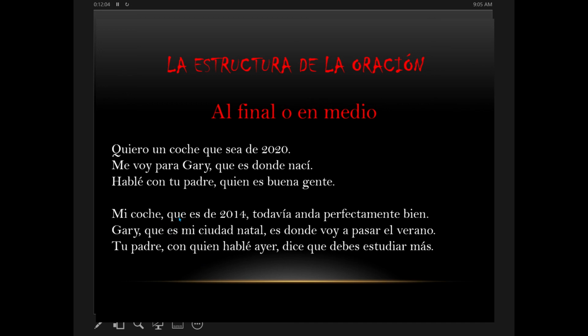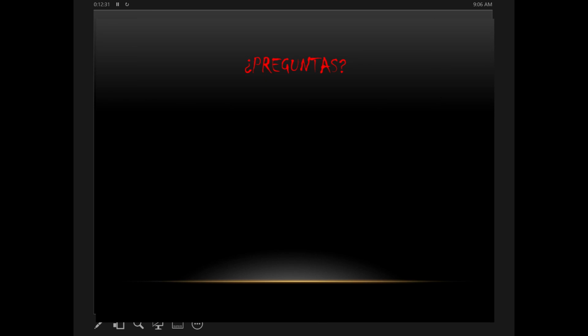Anytime you want to replace the pronoun, you can say mi coche el cual, Gary el cual, actually la cual, and tu padre con el cual hablé. So that's how you would use the cual forms. And that pretty much takes care of this. If you have any questions, by all means, raise them in class.